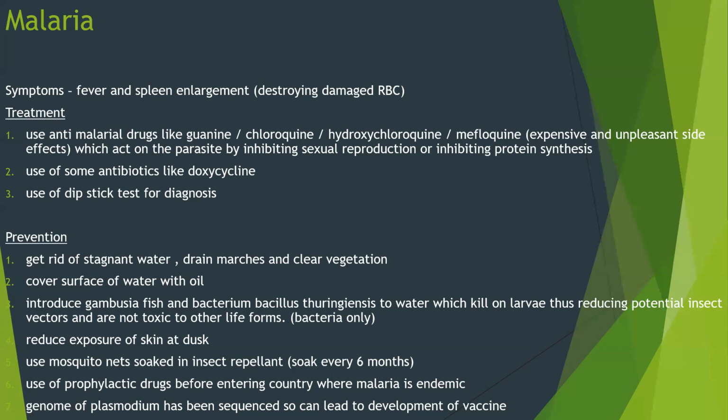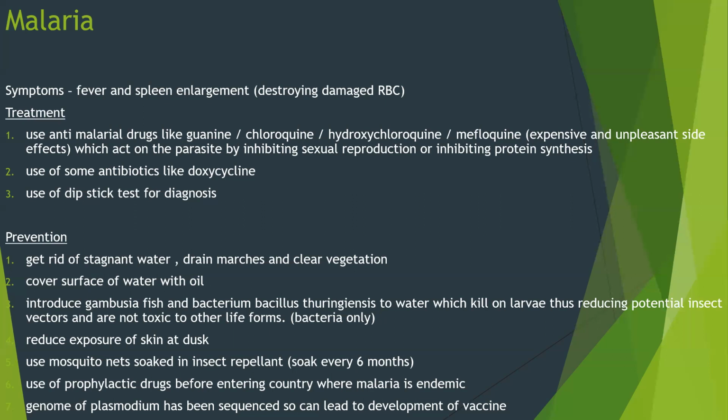So in points 2 and 3, you're reducing the potential insect vector. You're reducing the number of potential mosquitoes which can act as carriers for Plasmodium. And the bacterium Bacillus thuringiensis is not toxic to other life forms. It will only attack the larvae. Also, you can talk about individual responsibilities such as reducing exposure of skin at dusk. You can also use mosquito nets which are soaked in insect repellent. You can also use prophylactic drugs. Prophylactic drugs are drugs that must be administered before you enter a country where the disease is present or endemic.